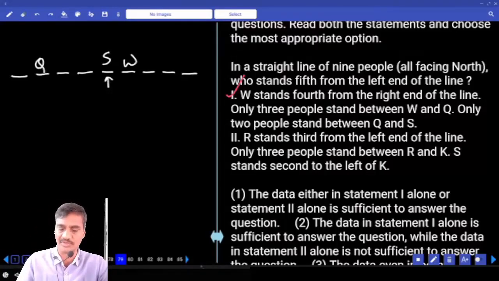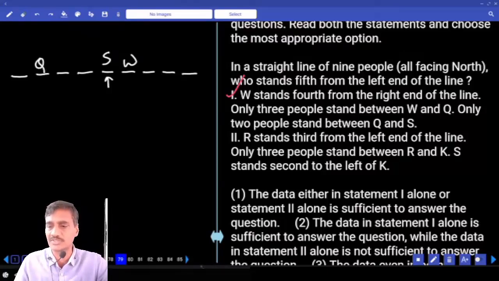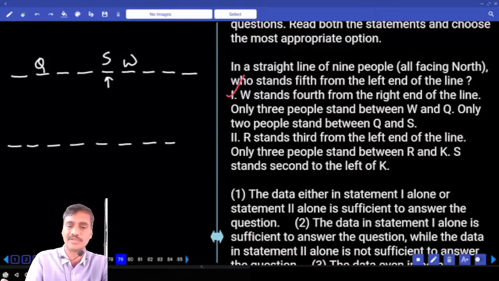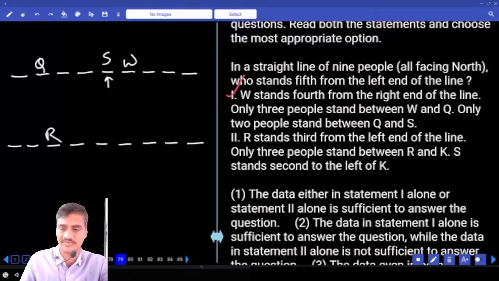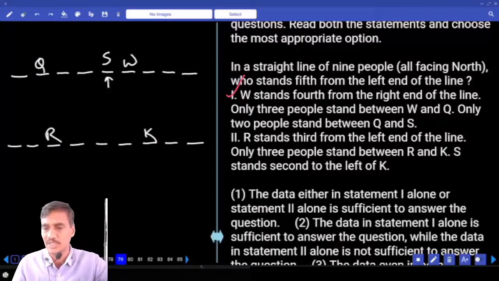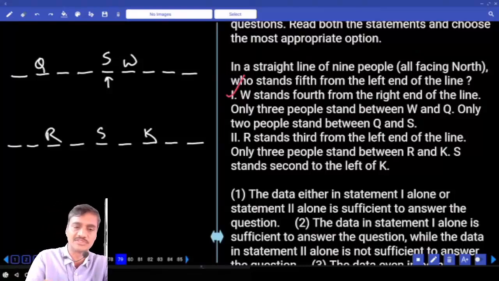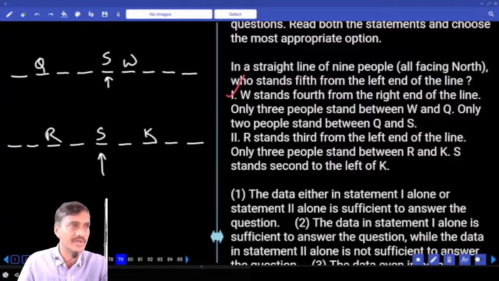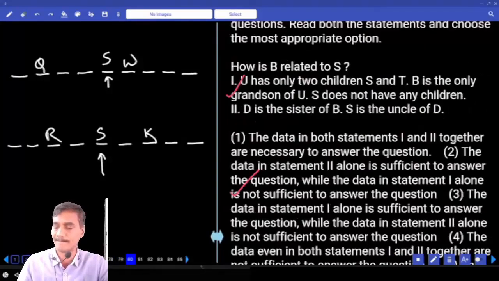Then coming to the second one. Condition number 2, look here. R stands 3rd from the left hand of the line. 1, 2, 3, 4, 5, 6, 7, 8, 9. And only 3 people between R and K. K is here. S stands second to the left of K. S is here. Again, are you getting the answer or not? Now in both the cases, we are getting the answer. Hence either 1 alone or 2 alone. Choice 1 is the answer for 79.